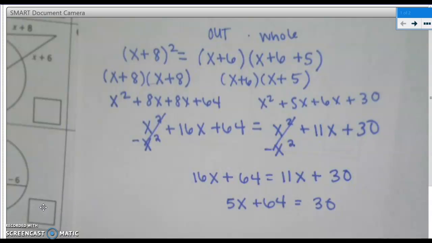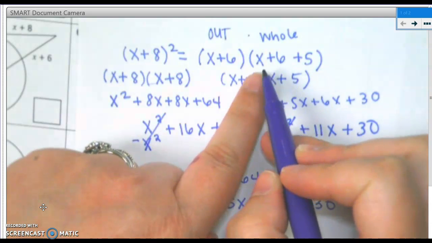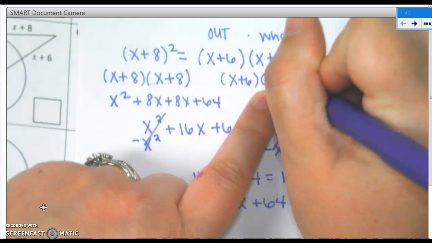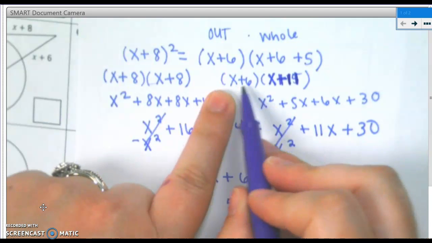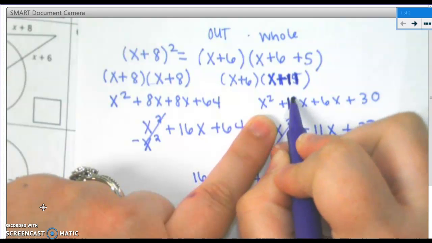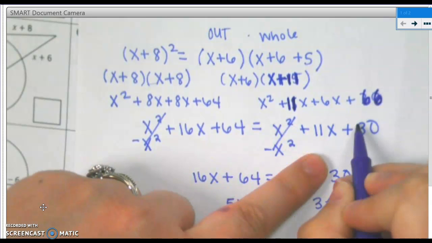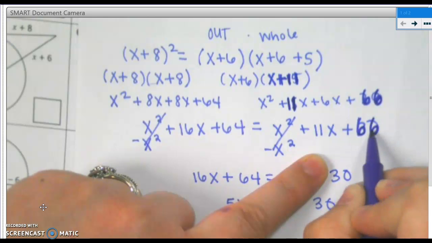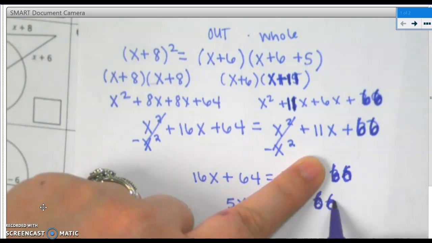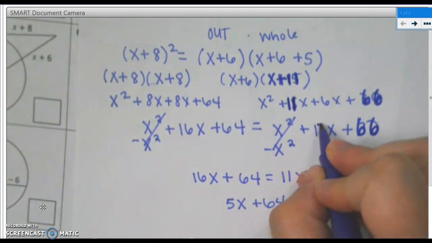Sorry, y'all, I just realized that when I was combining like terms, I never actually combined them. So this 6 plus 5, that should be x plus 11. So that's going to be x times x, x times 11, 6 times x, and 6 times 11. And that would be 17x.